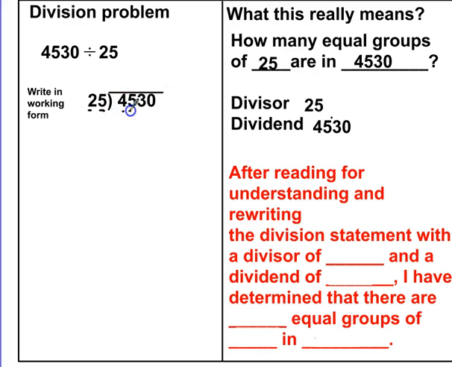So we're going to come over to this side, and I'm going to look at 25, and I'm going to look at 45. 25 goes into 45. Well, if I had 45 cents, how many quarters would I have? And I would have 1. So I'm going to then multiply back. 1 times 25 is 25. I'm going to subtract. 5 subtract 5 is 0. 4 subtract 2 is 2. 20 is less than 25. I'm going to bring down the 3.